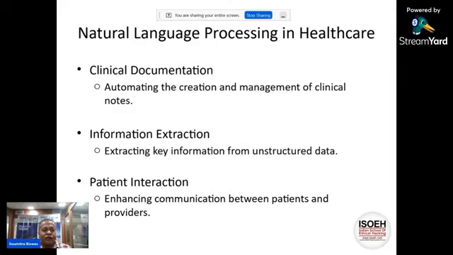Next is information extraction. Whatever documentation is being done, it is done. Next up is, what do those data mean? A classic problem for data analytics. Classic problem, solution: data analytics. Perform data analytics on those data. And then patient interaction, enhancing communication between patients and providers.